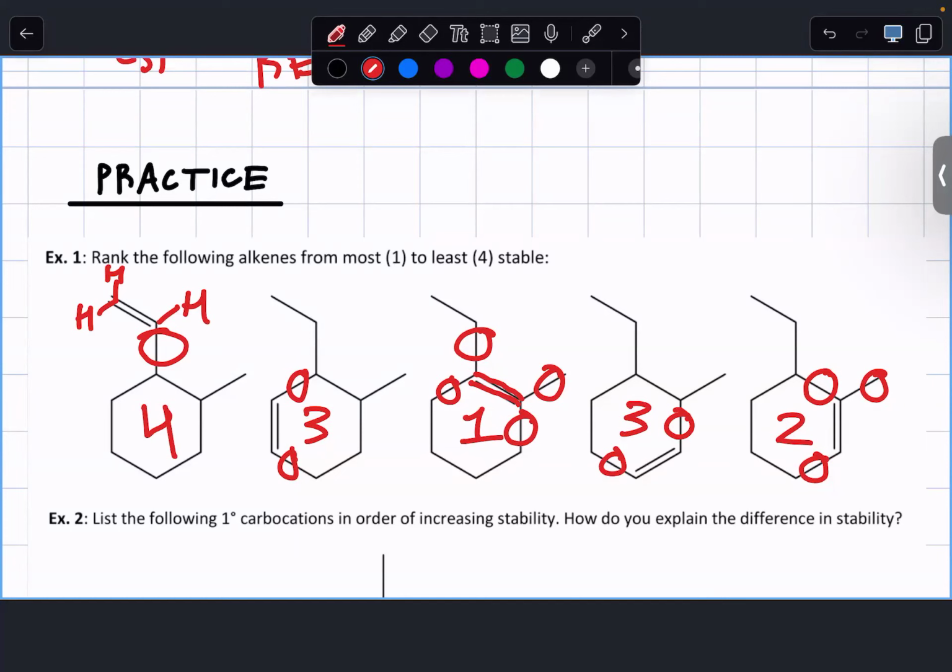Are these all possible resonance structures of the same? No. These are all different molecules. They're not resonance structures of each other. But if they were resonance structures of each other, the most stable one would be the major resonance structure.